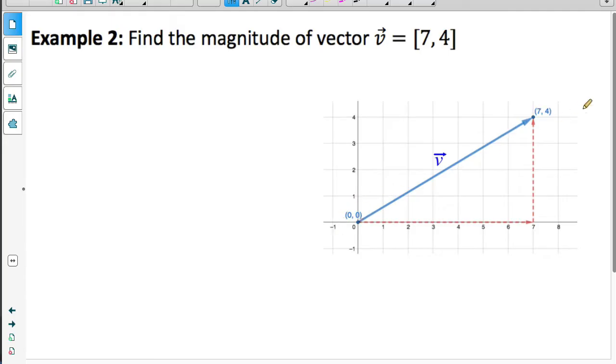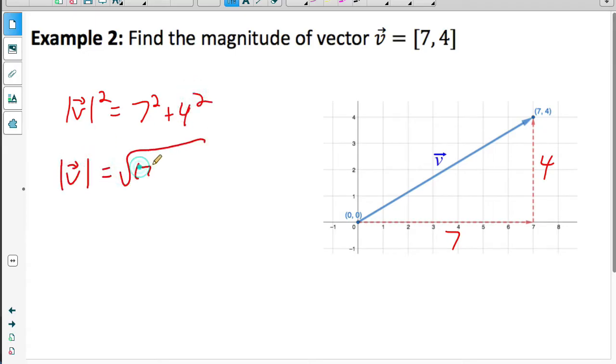So if we want the magnitude of this vector, well, look, what's the horizontal length here? What's the length of this side? Since this is 7, 4, this length must be 7, and this length must be 4. So just do Pythagorean theorem. The magnitude of vector v squared equals 7 squared plus 4 squared. So the magnitude of vector v equals the square root of 7 squared plus 4 squared.